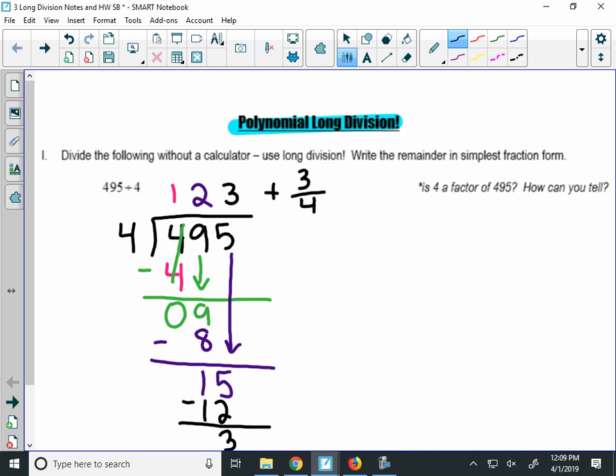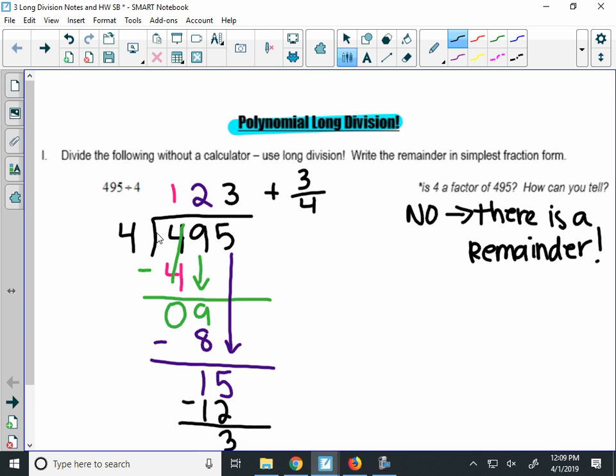Now, is 4 a factor of 495? No. How can you tell? Well, you already know. No, because it doesn't go into it evenly. Yes, there's a remainder. It doesn't go into it evenly. So no, we could just say there is a remainder. Yeah, I know you can use your number sense, but I'm trying to make a generalization in a minute here.